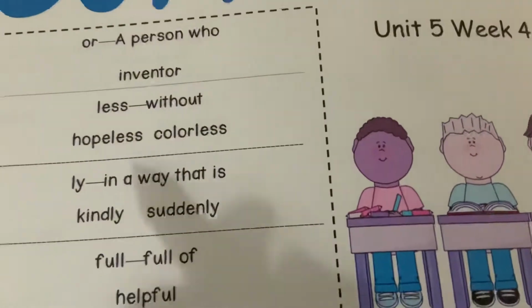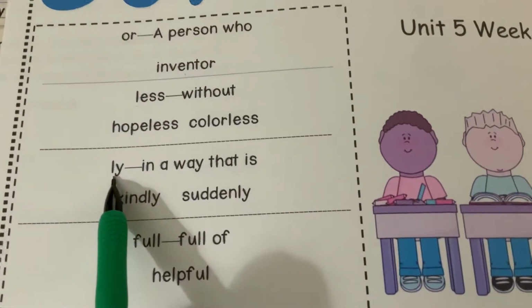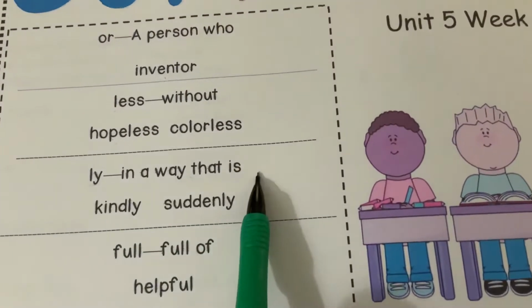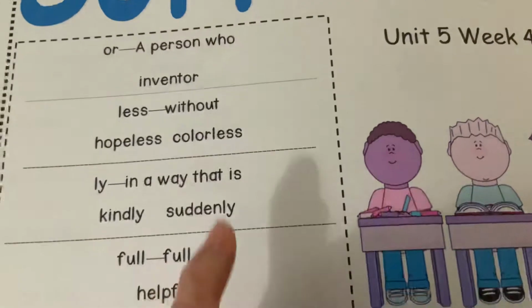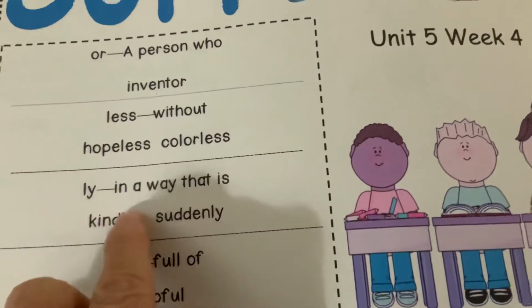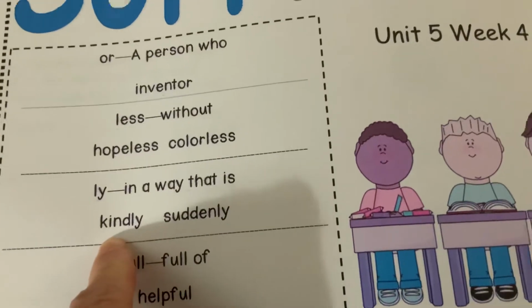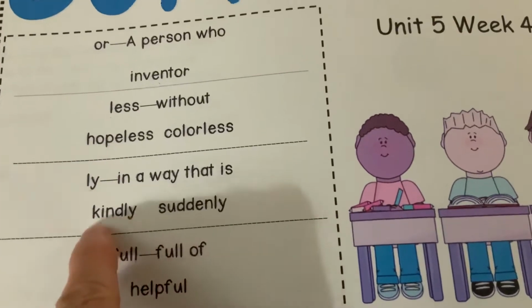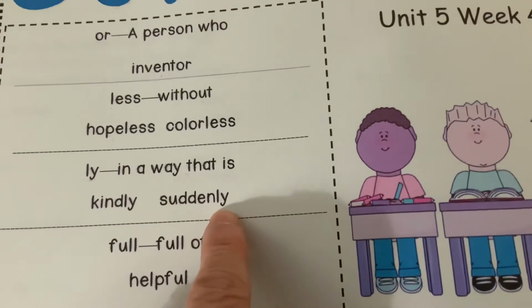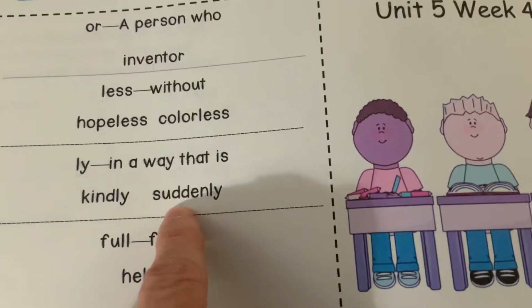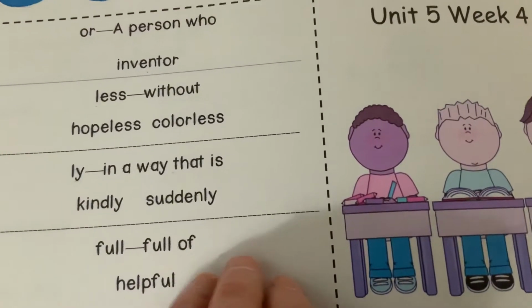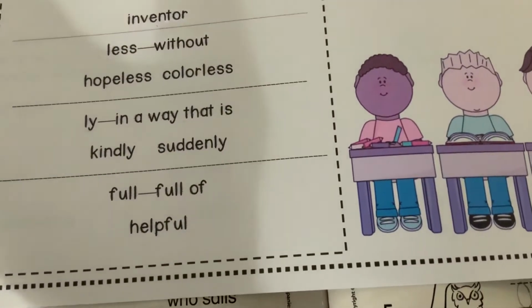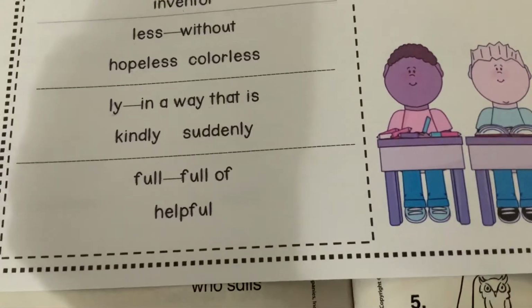You're just looking white. Another ending that we add is LY, and we talked about that a couple of times already in our lessons. LY means in a way that is. So if I add LY to the word kind, it means in a kind way. He helped her kindly. How did he help her? In a kind way. And we talked about suddenly. Suddenly means in a sudden way. How did she get the news? She got it suddenly, without any notice, in a sudden way.